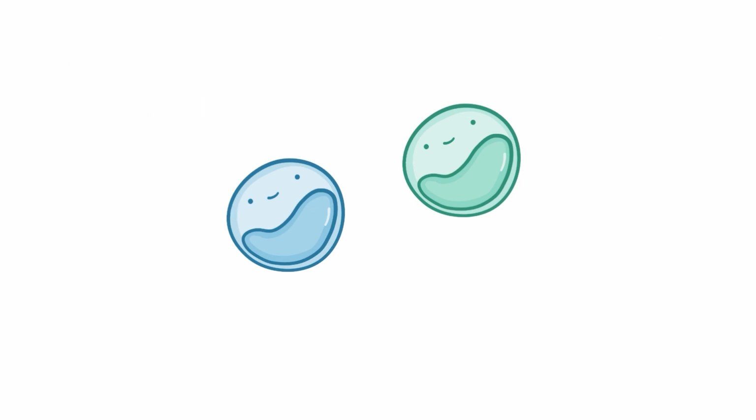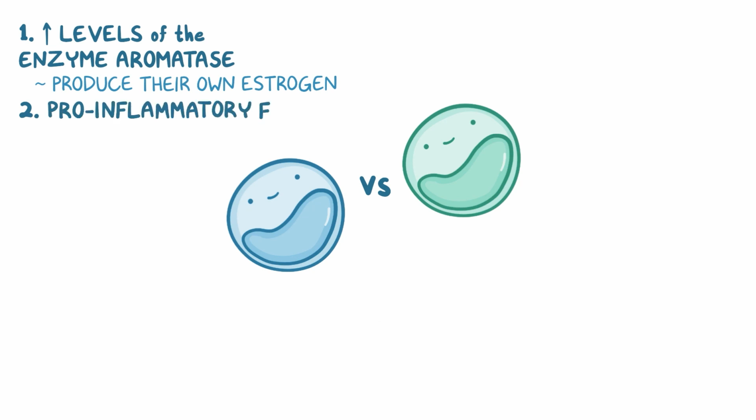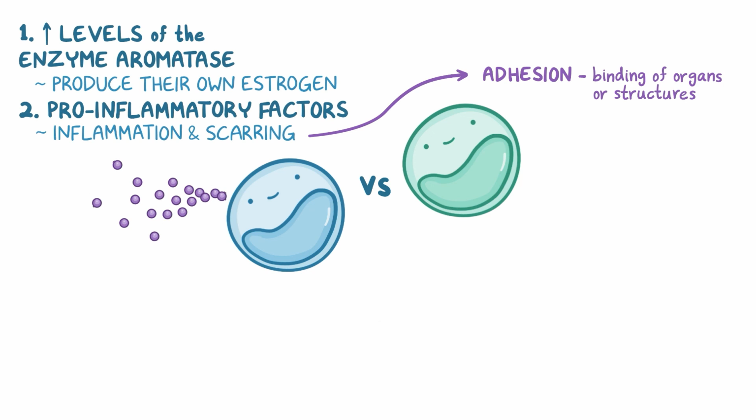But there are 2 key differences between normal endometrial cells and endometriosis implants. First, the implanted cells contain high levels of the enzyme aromatase, which allows them to produce their own estrogen. Second, the implanted cells release pro-inflammatory factors, which causes inflammation and scarring. These scars could cause adhesions, which is a binding of different organs or structures to each other, affecting their normal anatomical placement. Both the pro-inflammatory factors and estrogen also promote the growth of new blood vessels, which nourish the implant.